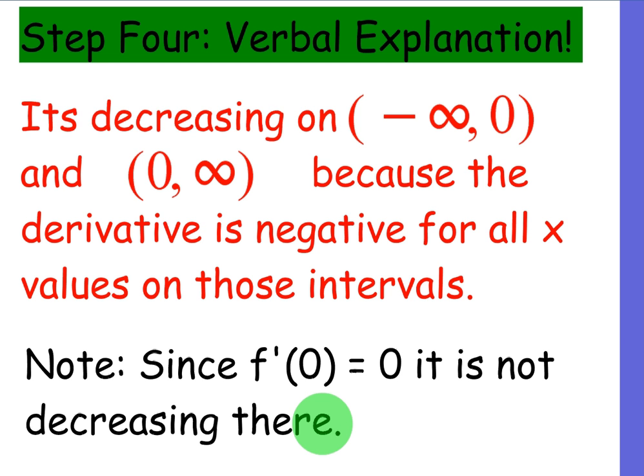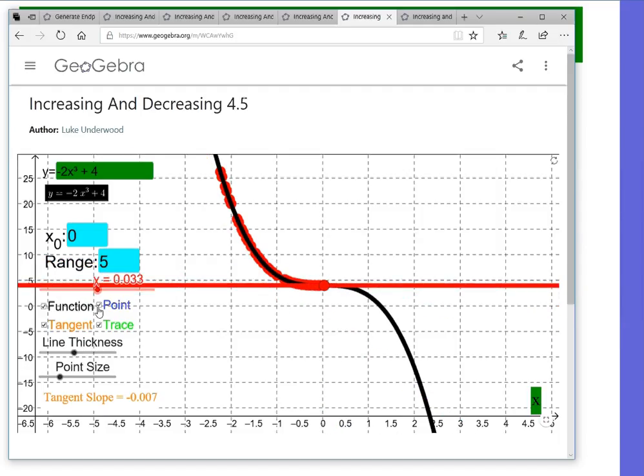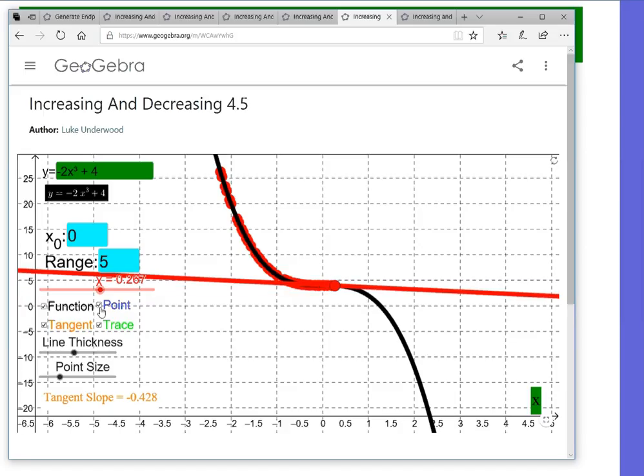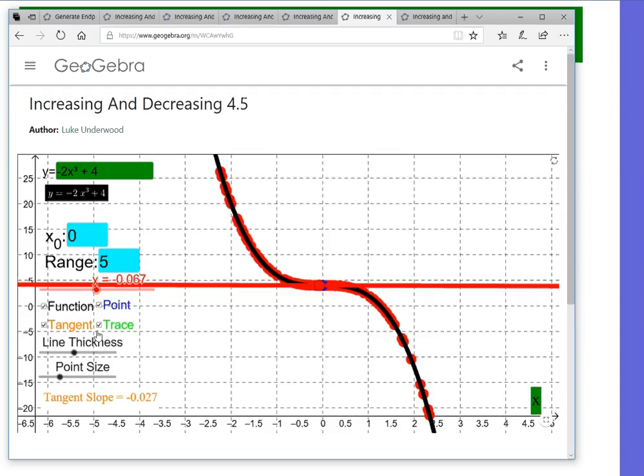So all that to say, let's go ahead and take a look at the graph, and you're going to see what we're talking about here. We're going to look at the tangent line. We're going to trace it out. This is, again, negative 2x cubed plus 4. And we can see that it's decreasing there, right? And then what happens? It ends up being a horizontal tangent right there, but then it starts to decrease again. Okay, so again, right at 0, there we go. Right at 0, it's not decreasing, it's flat, but then it goes to decreasing again.